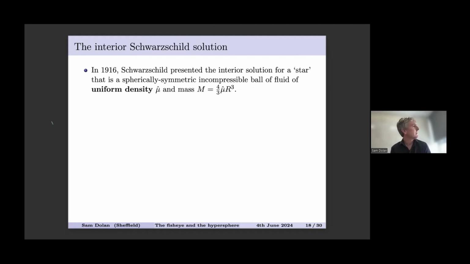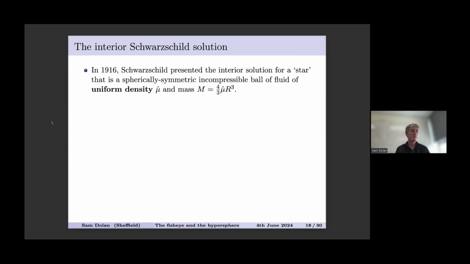So a well-known example would be in cosmology, the Friedmann spacetime. But I'm not going to start with that because that's very obviously related to a hypersphere. I'd like to start with one that perhaps is underappreciated, that it actually relates to a hypersphere and to the Maxwell fisheye lens. And that's the interior Schwarzschild solution. So in 1916, Carl Schwarzschild presented his interior solution for a star that is a spherically symmetric, incompressible ball of fluid of uniform density mu and mass m.